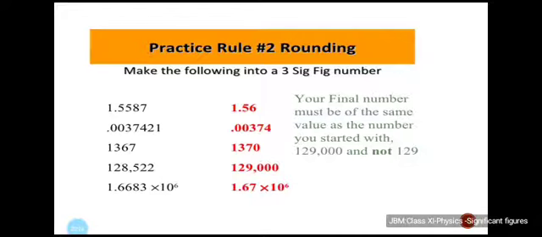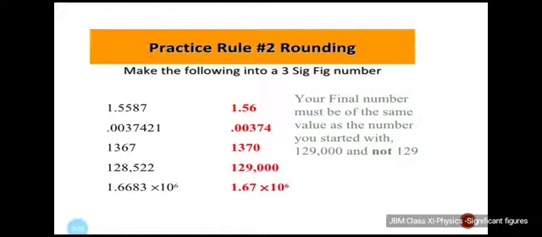Like for example, 1.5587 rounded off will be 1.56. 0.0037421 will become 0.00374. 1367 rounded off will become 1370. 128522 will be rounded off to 129000. And 1.6683 × 10^6 will become 1.67 × 10^6.